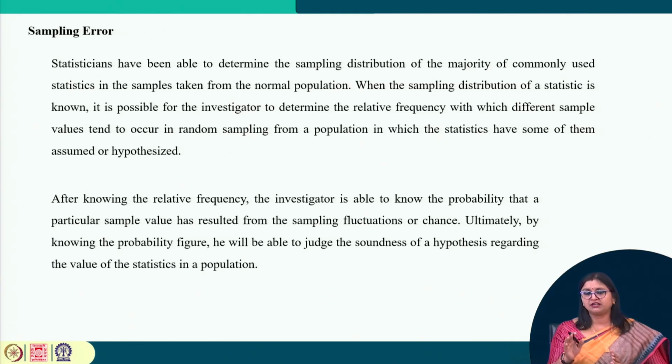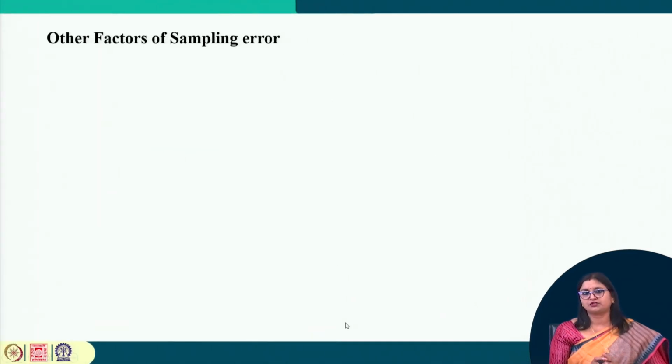After knowing the relative frequency, the investigator is able to know the probability that a particular sample value has resulted from the sampling fluctuations or chance. So, ultimately by knowing the probability figure, he or she will be able to judge the soundness of the hypothesis regarding the value of statistics in a population.